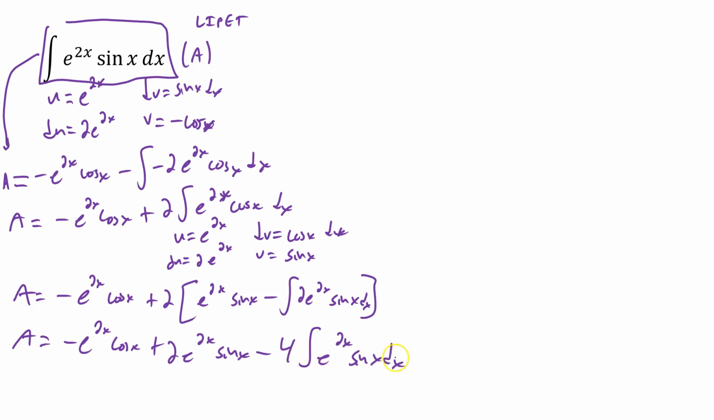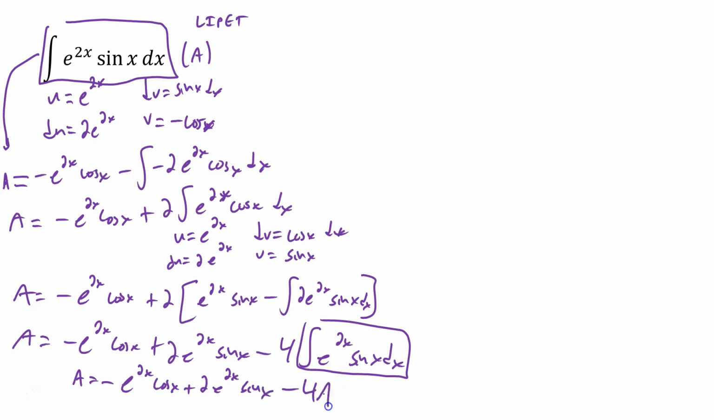Okay, well, what is this? I have integral e to the 2x sine x dx. That is a. So I'm going to write a is equal to negative e to the 2x cosine x plus 2e to the 2x sine x minus 4a. All right. So now I can just add 4a to both sides.